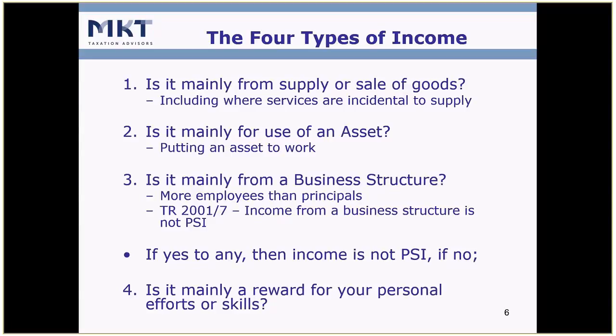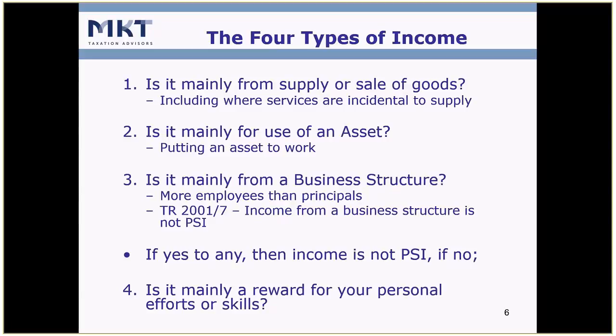The third one, and we'll spend a bit more time on this later, is the income mainly from a business structure? Because the kind of businesses we're in and other professionals are in is generally providing personal services. But when we look at whether the income is PSI, we're not looking at the services of every individual. We're only looking at the services of the principal or principals. So the owners, the directors, or the partners.